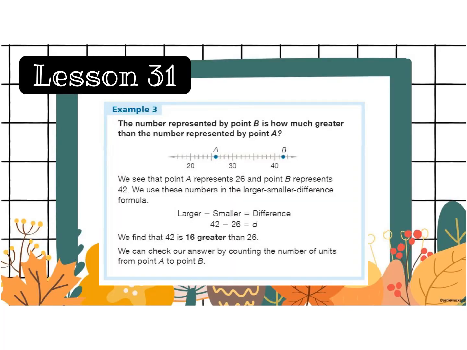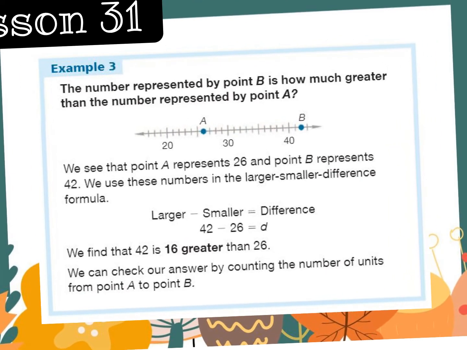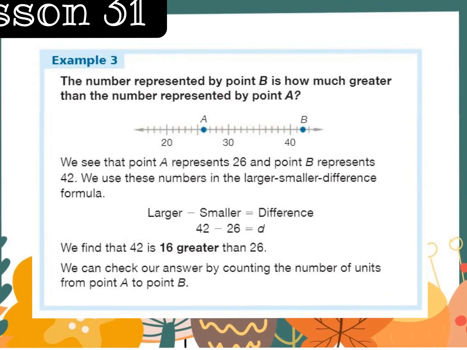Okay, here's another example. The number represented by point B is how much greater than the number represented by point A. So I've got how much greater than the number represented by point A. If I'm talking about how much greater, that would be like a key phrase. What would I do? Subtract. Yeah, I'm going to subtract again. A lot of times when you see how much more, how much less, how much greater, that means you're going to be using some subtraction, okay? So we see the point A represents what number?